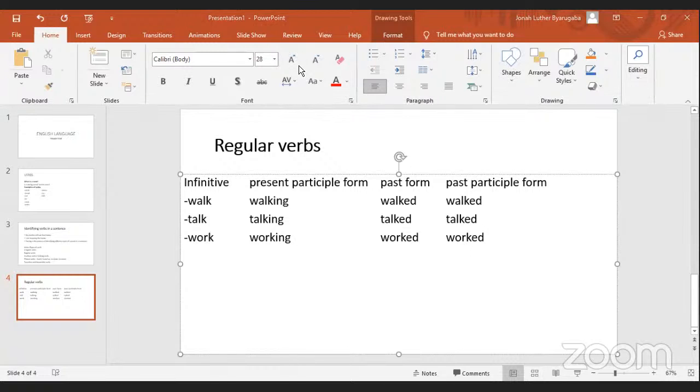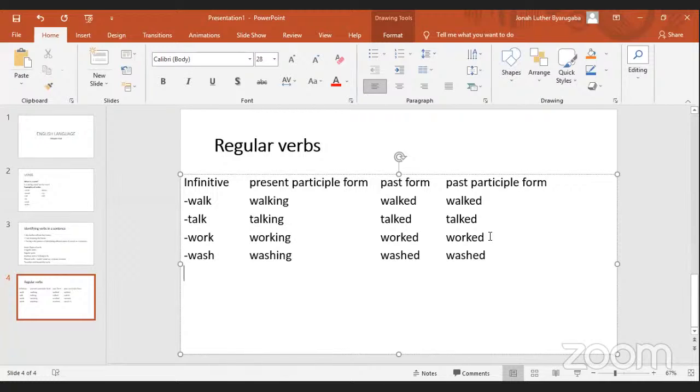Let me see in the chat whether there is someone. Okay, yes, Nasha. Wash. Washing. Yes. Wash, washed, washed.